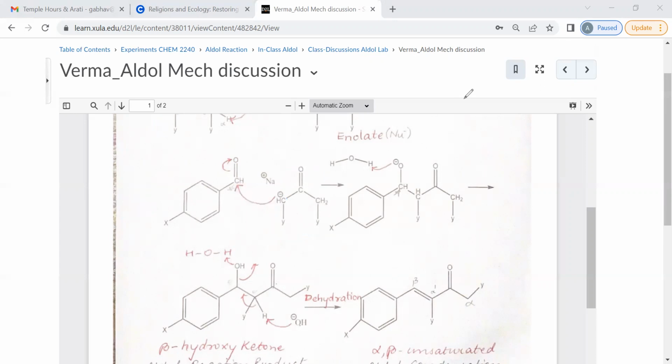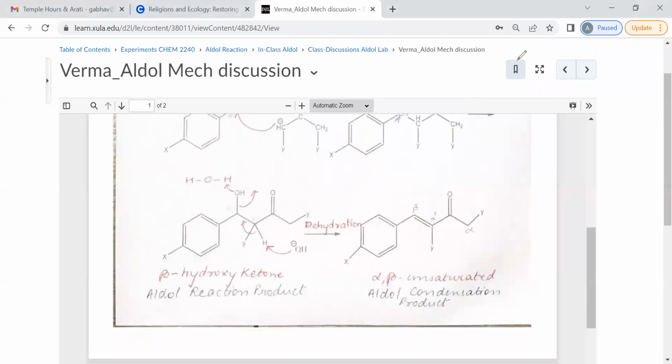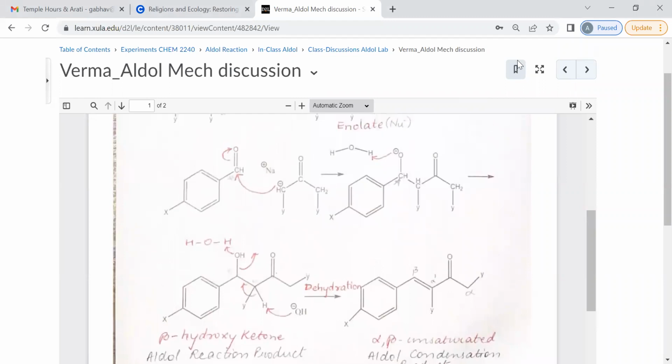Once this addition happens, the O negative generated can abstract a proton from a neighboring water molecule so that it becomes a clear and neutral molecule. So there are basically three steps involved. First is the acid-base, second is the nucleophilic addition, and third will be the protonation of the oxygen.